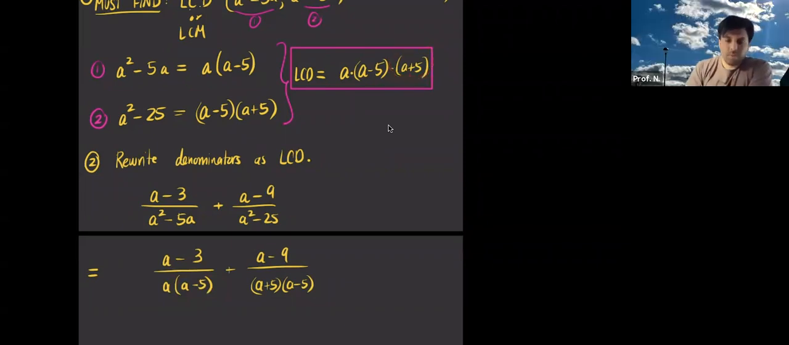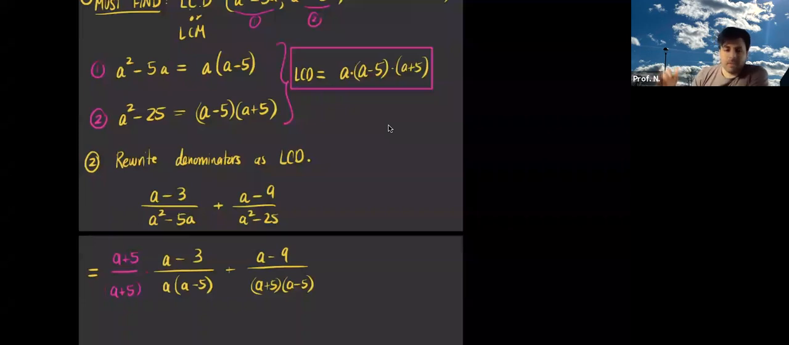So what do you think we're going to do? We're just going to multiply it. We're going to multiply the top and the bottom by a plus 5 because that's what it's missing, isn't it? That's exactly what we do with the fractions that we're normally accustomed to. When we have different denominators, we find the LCD or the least common multiple, and we multiply top and bottom by the missing number or the missing factor. And in this case, what's missing from here? A plus 5 is here. A minus 5 is here.